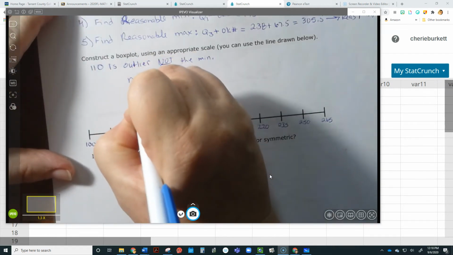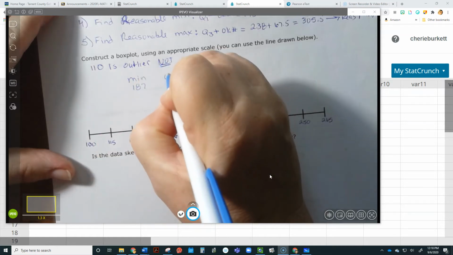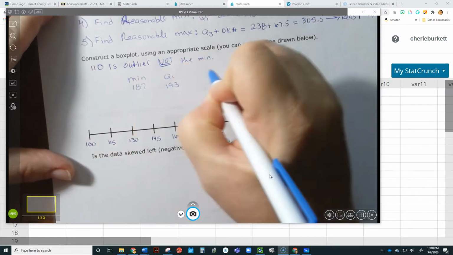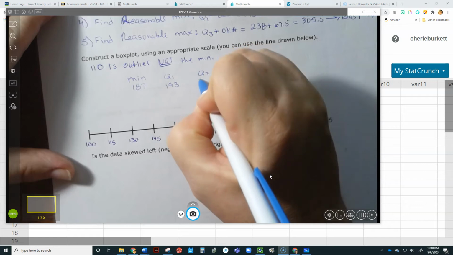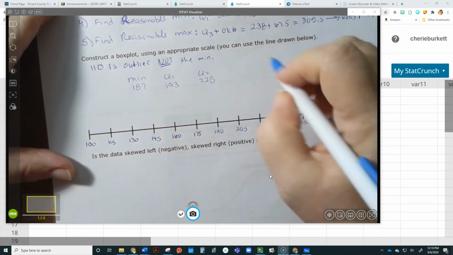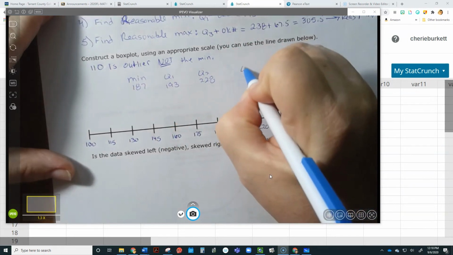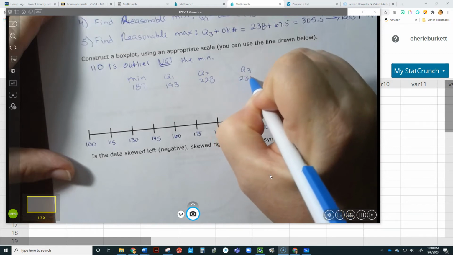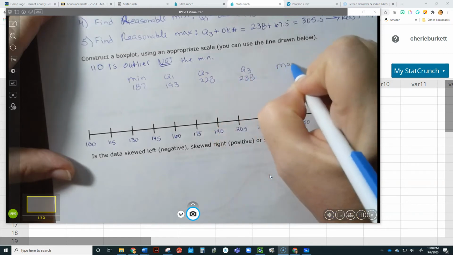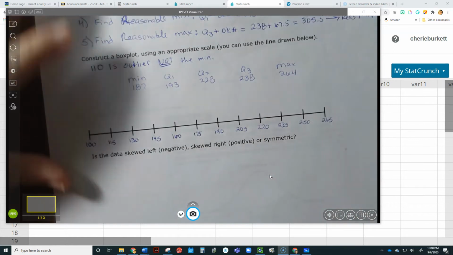So now we have a new minimum. Minimum is 187. We have Q1 is 193. We have Q2 is 228. And we have Q3 is 238, and our max is 264.